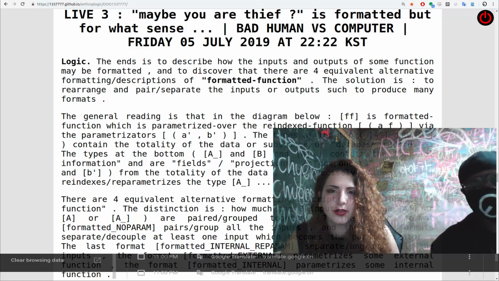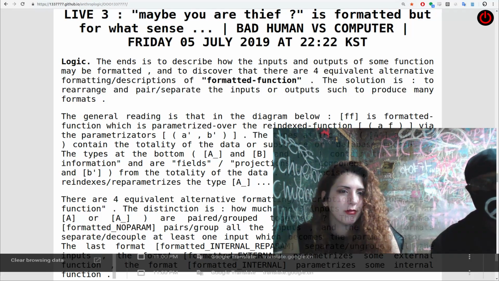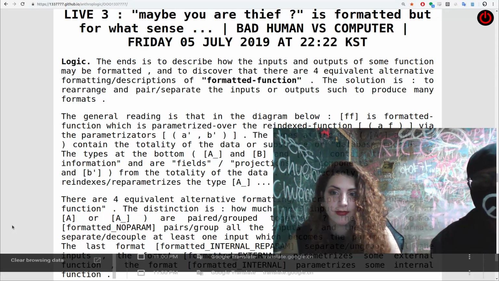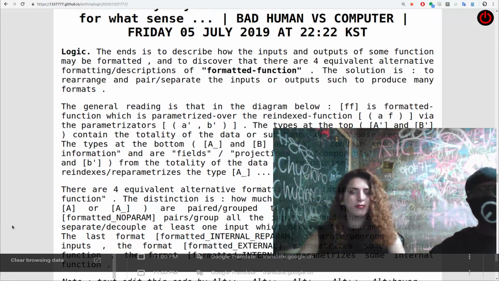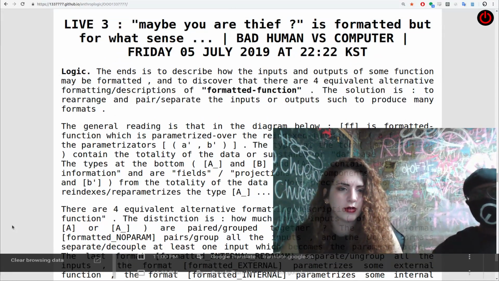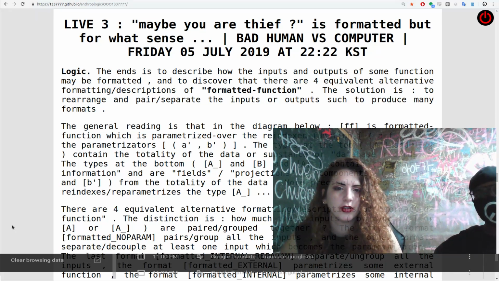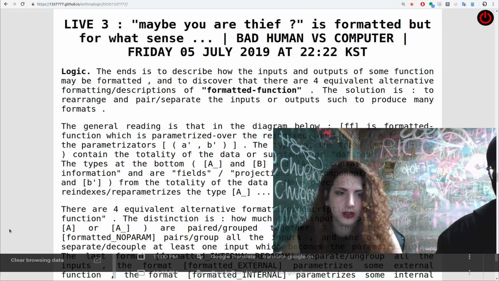Today we'll be talking about the formal and informal. The aim is to describe a function where the input and the output have been formatted. I really need this thing.